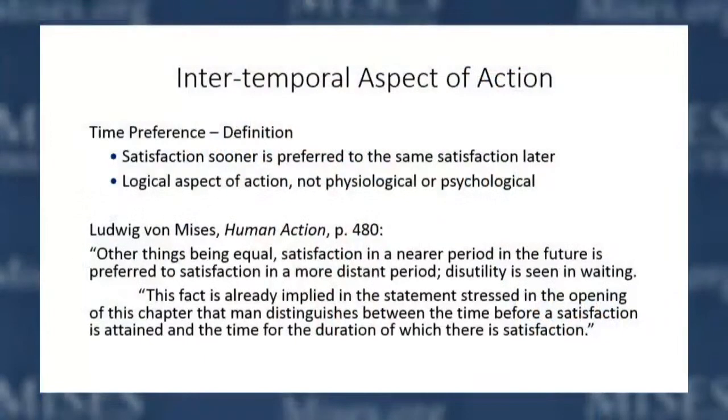Okay, so let's go to time preference and the intertemporal dimensions. So this is how time preference is typically defined. Or I think maybe I should say, best defined: that a given satisfaction is preferred sooner to later. So this is what we had mentioned before from Mises.